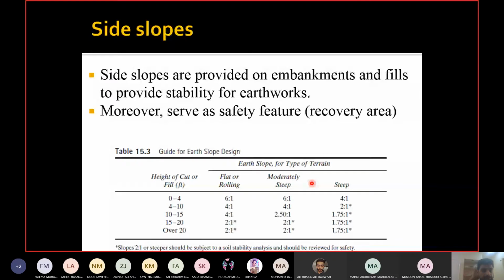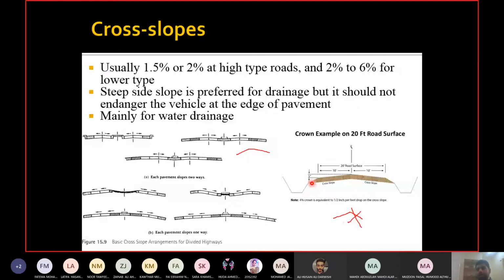Another function of side slope is to act as a recovery area. I told you in the previous class as well what the recovery area is. It is the area in which the vehicle can go, and the driver can try to regain control of the vehicle. An out of control vehicle can go into that area, and while it is in that area, the driver still has the chance to regain control of the vehicle without hitting anybody else. So this is a vacant area, an area which is normally vacant.